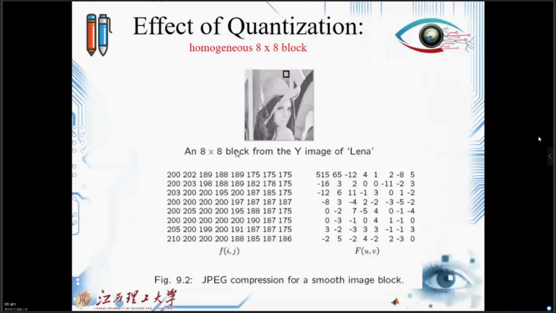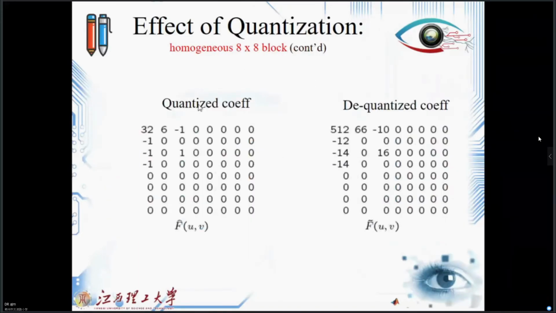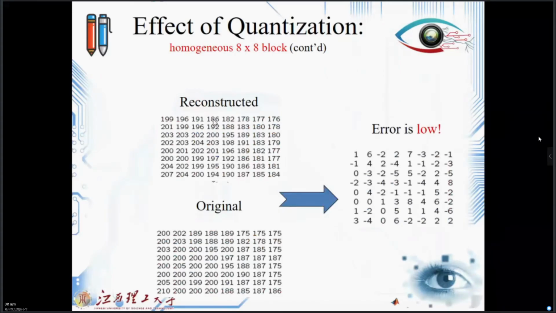Once more, suppose we have a homogeneous 8 by 8 block from the Y image of Lena. This is Fij and this is FUV. In a smooth image block, you can see the difference there, in the quantized coefficient of FUV and the dequantization. As the output, you can see the difference matrix we generate with the help of this quantization. Between the reconstructed and the original, you will see the error is a little bit low.